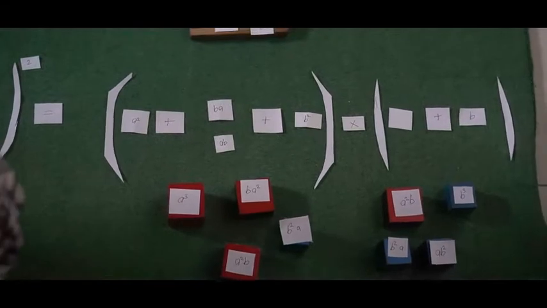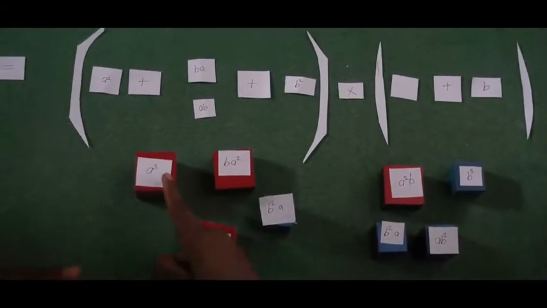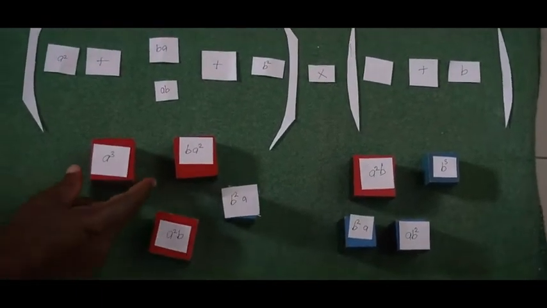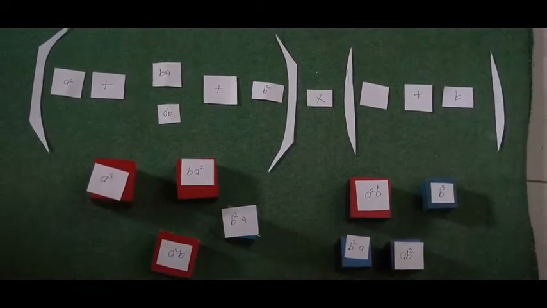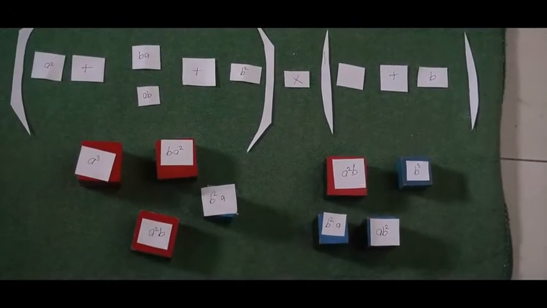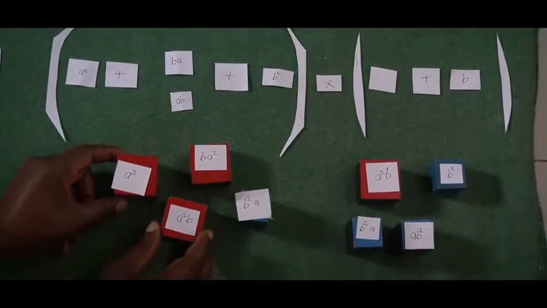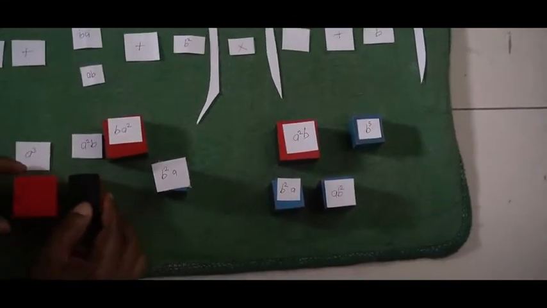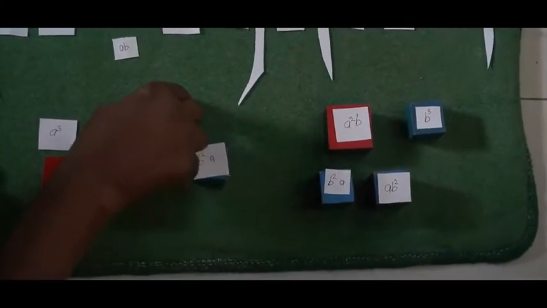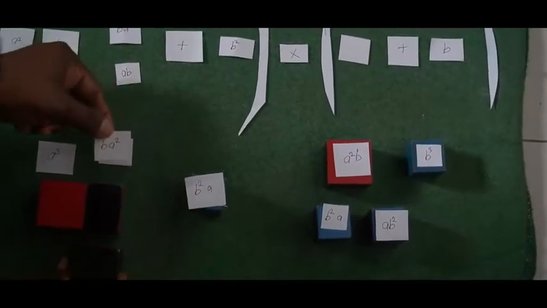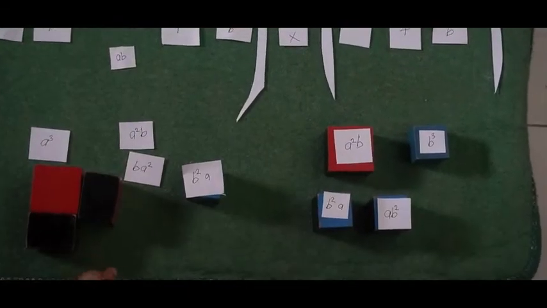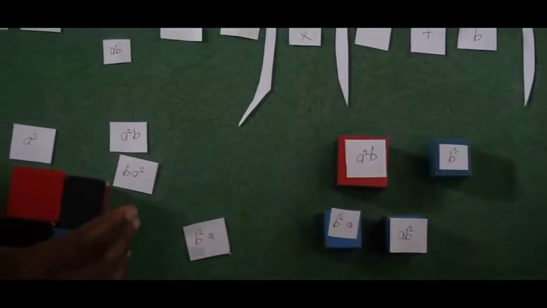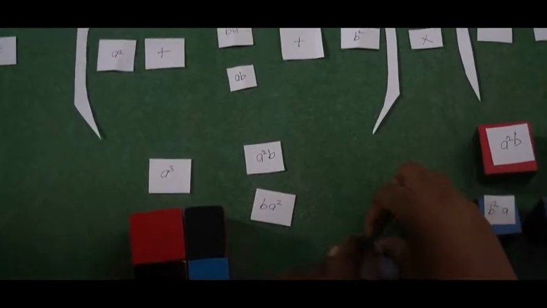So what we have here, let's see, how many pieces do we have all together? 1, 2, 3, 4, 5, 6, 7, 8. We have 8 pieces. 2 cubes and 6 rectangular prisms, right? Okay, so let's see how we can build a binomial cubed. Now, this is our A cubed, put here. This is BA squared, put it here. And this is B squared A, put it here. So this is our first layer.